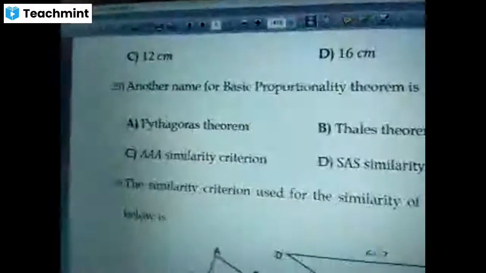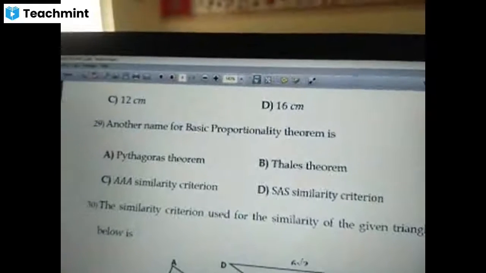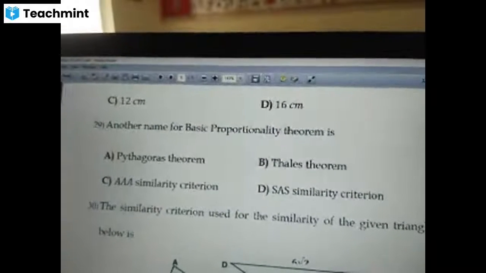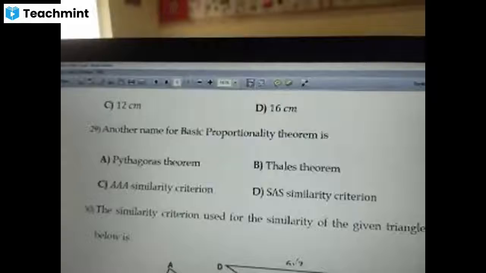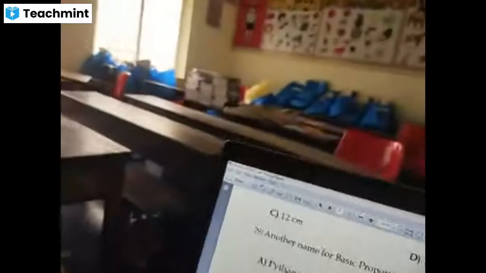One more question. 29th question. Another name for basic proportionality theorem. Thales theorem. Yes, Thales theorem.